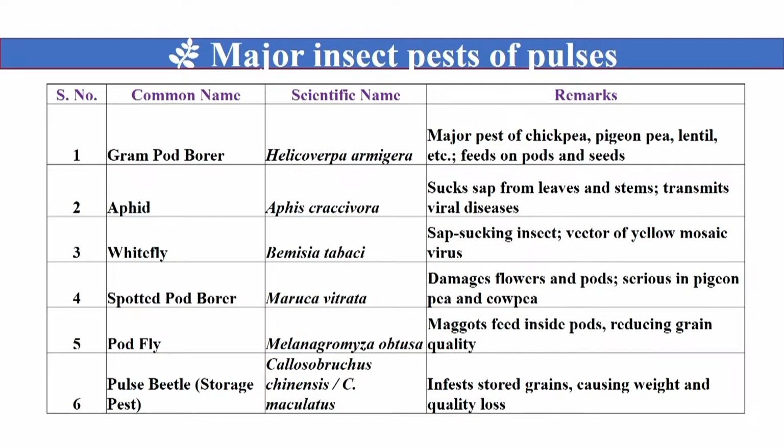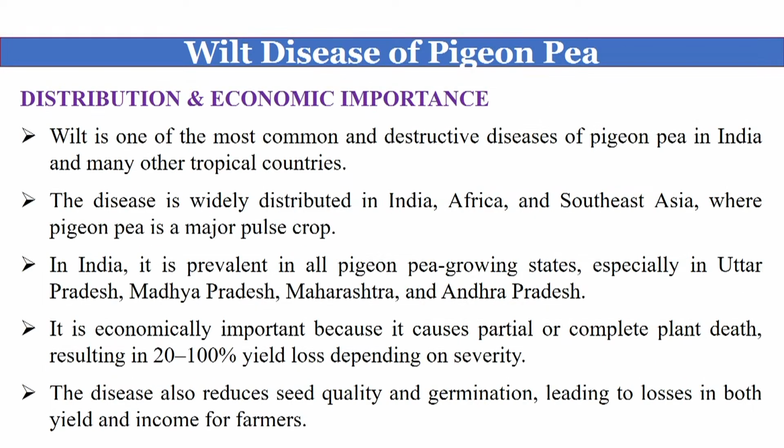And aphid is another important insect pest that is responsible for severe damage in pulse crops. And whitefly also, that is Bemisia tabaci, spotted pod borer, pod fly, pulse beetle, etc. But pulse beetle basically causes damage in storage conditions. So these are some insect pests also responsible for damage in the pulse crop.